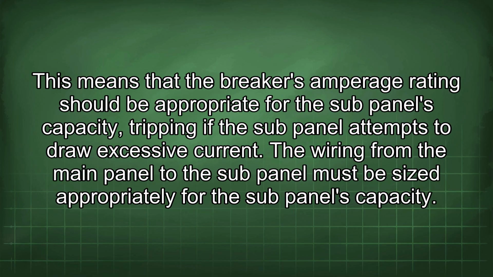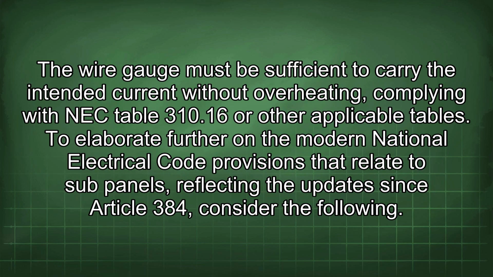This means that the breaker's amperage rating should be appropriate for the subpanel's capacity, tripping if the subpanel attempts to draw excessive current. The wiring from the main panel to the subpanel must be sized appropriately for the subpanel's capacity. The wire gauge must be sufficient to carry the intended current without overheating, complying with NEC Table 310.16 or other applicable tables.